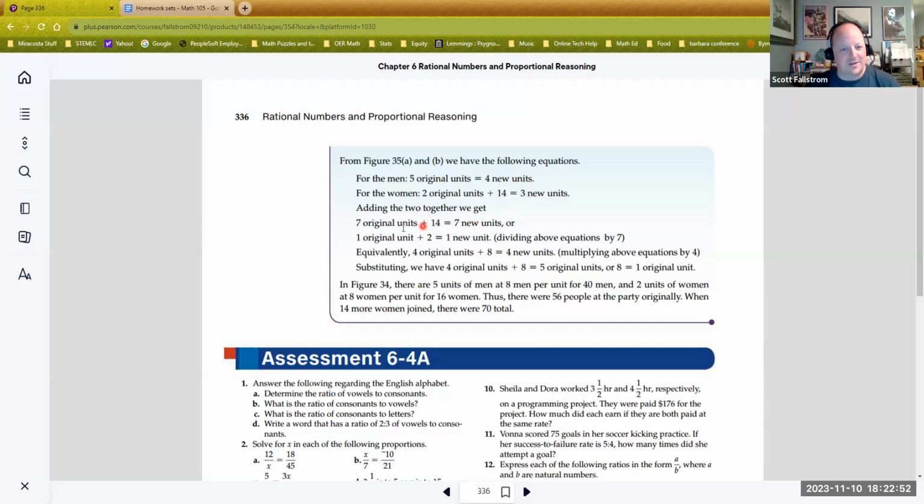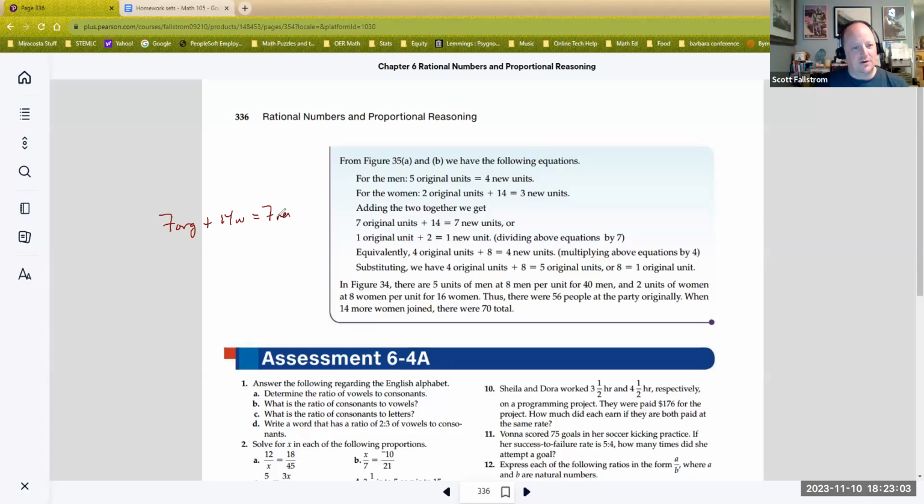And if you divide everything by 7, this is the proportionality piece, kind of saying, hey, let me do the same thing. So I had 7 originals plus 14 women is equal to 7 new. Then you could just divide everything by 7 because you're shrinking it down. You're thinking of this in terms of a ratio or proportion. That leaves you with 1 original unit plus 2 women is equal to 1 new unit. Okay. So that's the piece where you can kind of say, again, dividing each of the equations by 7. So you can then build that back up.